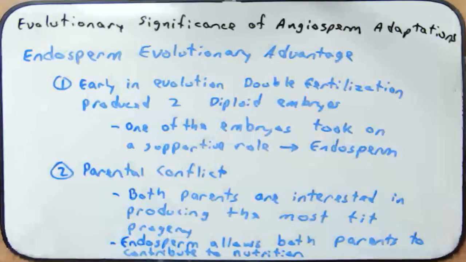Important to note that we don't really know for sure why the endosperm provided an evolutionary advantage to the angiosperms. So these are just two ideas. The first one, I think, is easier to understand. You're producing a backup embryo, and over time that backup embryo takes on this secondary role to support the developing embryo. This one down here is more of a concept that, from an evolutionary sense, both parents have to be able to contribute in order to produce a progeny that is fit enough to survive.